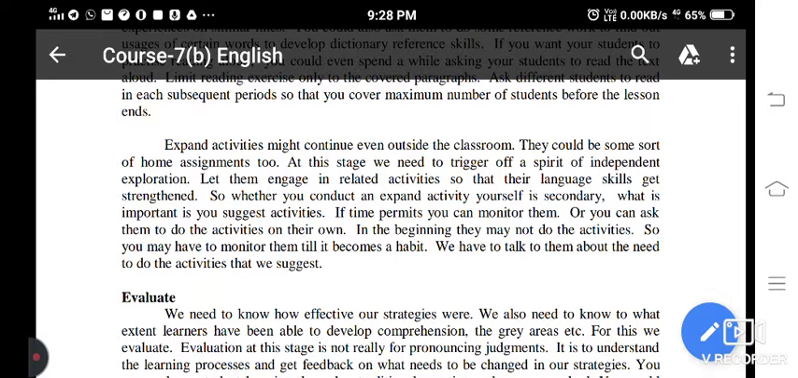So, whether you conduct an expand activity yourself is secondary. What is important is that you suggest activities. If time permits, we can monitor them, or you can ask them to do the activities on their own. In the beginning, they may not do the activities, so you may have to monitor them till it becomes a habit. We have to talk to them about the need to do the activities that we suggest.